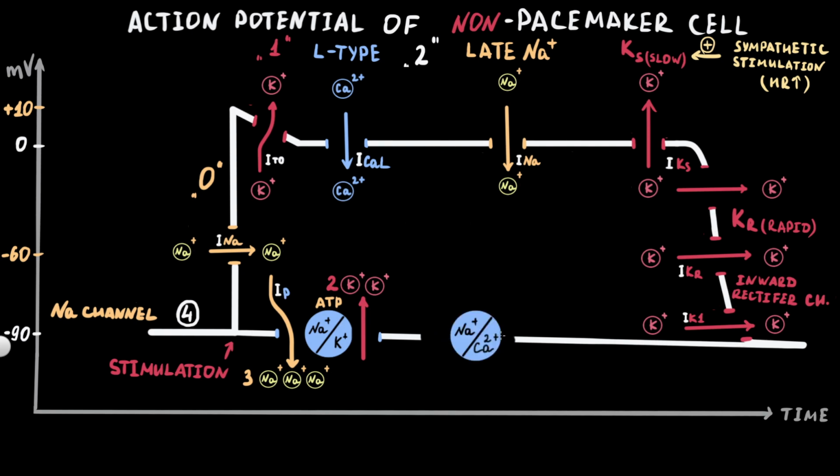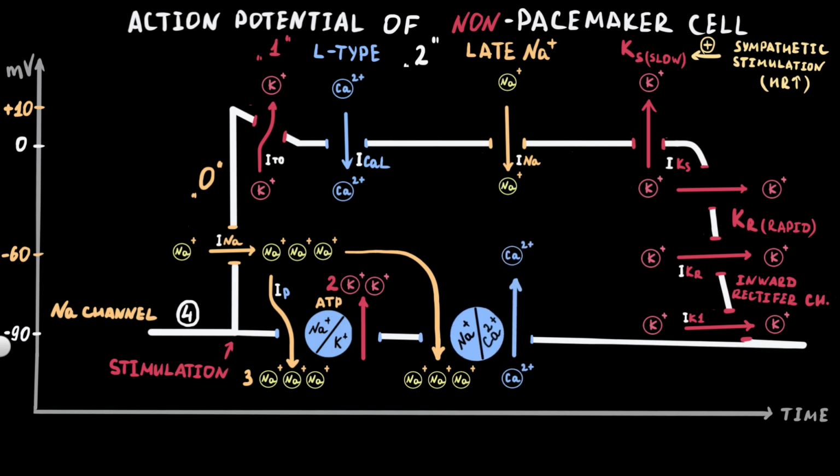Another important exchanger is the sodium-calcium exchanger. During its work, 3 sodium ions are exchanged for 1 calcium ion. This current can be outward during the positive membrane potential of the initial repolarization phase, or phase 1, when 3 sodium ions move out of the cell in exchange for 1 calcium ion that moves into the cell. This mode of exchanger work for sodium efflux goes on for a very short period of time.